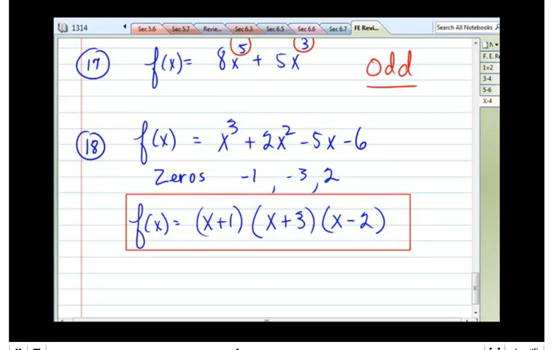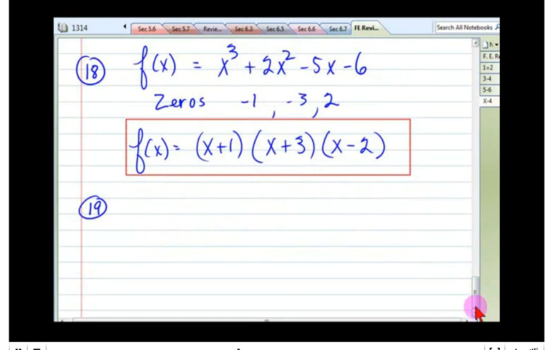All right, questions on that one? Okay, 19 is solving, and it's a quadratic equation, I believe. All right. What do we have? We have x squared minus 14x plus 85 equals 0.